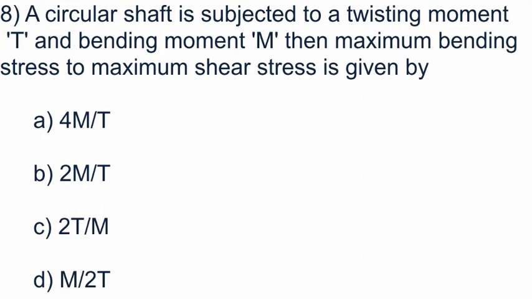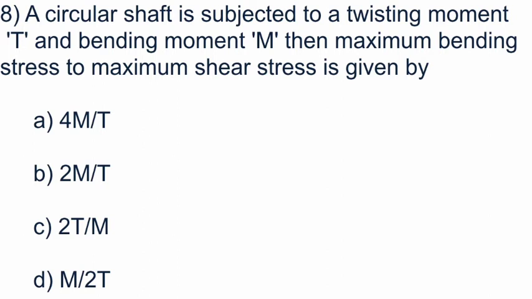A circular shaft is subjected to a twisting moment T and bending moment M. Then maximum bending stress to maximum shear stress is given by option A, 4M by T, option B, 2M by T, option C, 2T by M, and option D, M by 2T.